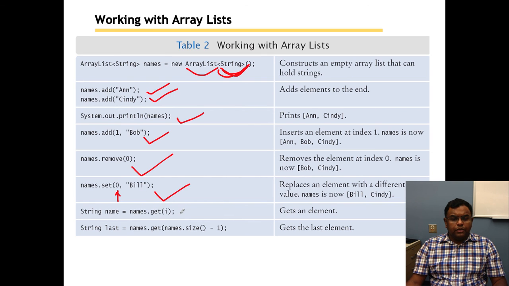Now if we have a get function, that is get(i), then this will just get the element at that particular position. And for String last equals, if we want to get the last element, then we first have to know the size of the array list and then subtract 1. This will get the last element.